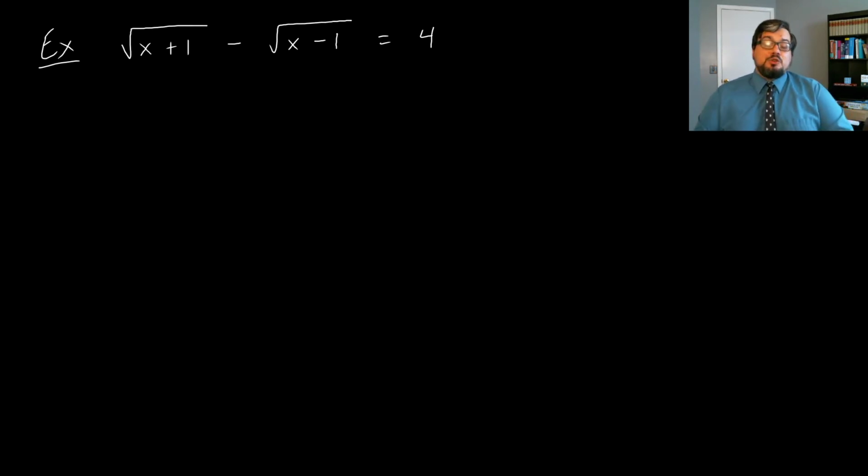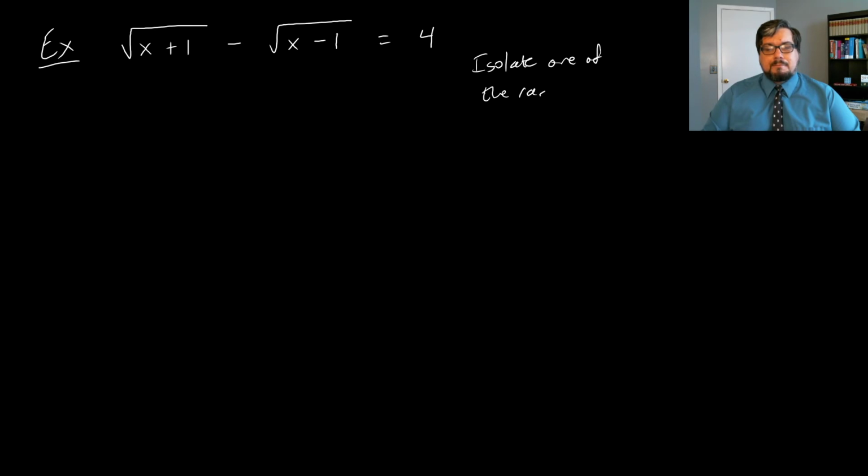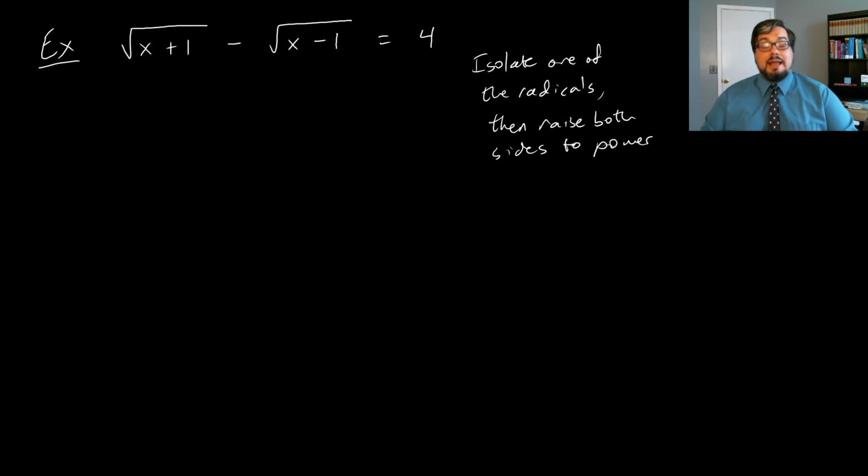So here we've got two different radicals, and we can't combine them together or anything like that, at least not in any obvious way. So the thing to do in a situation like this is to isolate one of the radicals, then raise both sides to a power, and go from there.